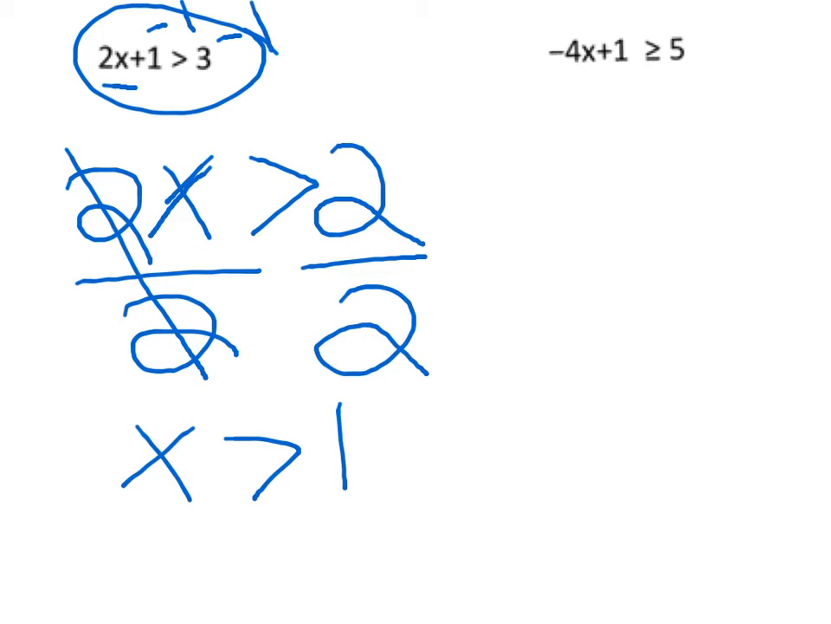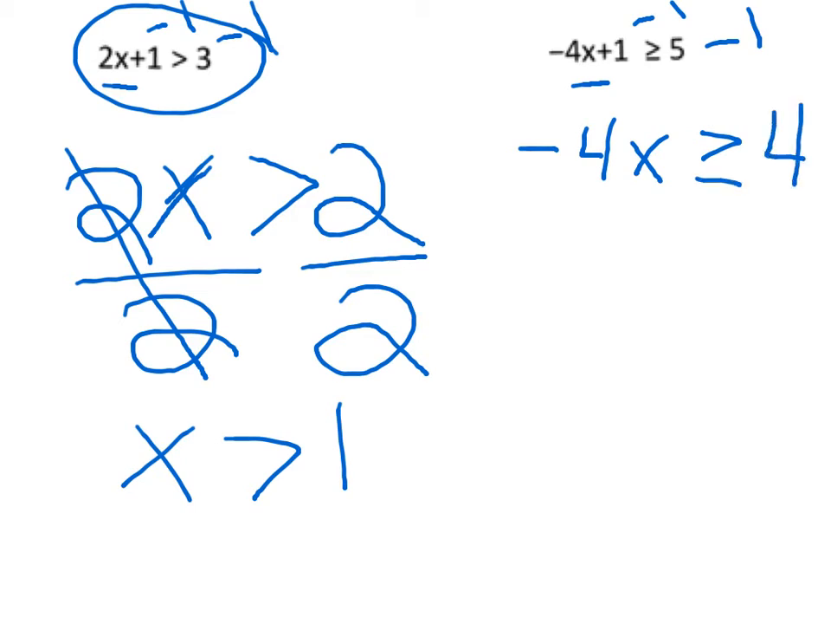Next, we are going to look at the next inequality. To do this, we have the same idea in mind. We want to isolate our variable x. To isolate our variable x, we are going to subtract 1 from the other side. So we end up with negative 4x is greater than or equal to 5 minus 1, which is 4.